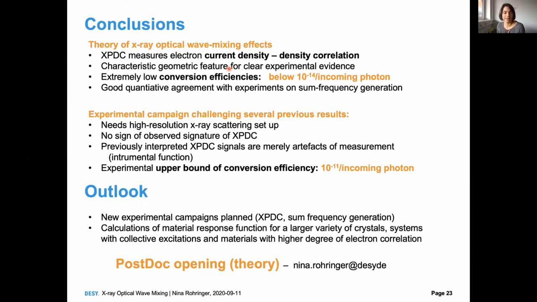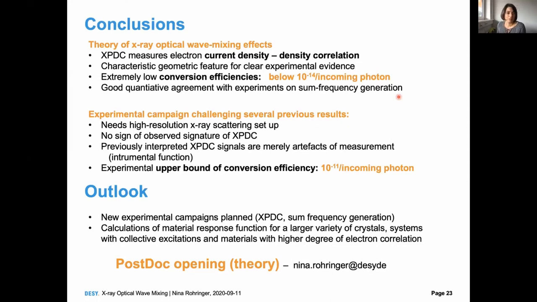of this effect. We predict extremely low conversion efficiencies in the range of 10 to the minus 14 or below per incoming photon. And our theory shows good qualitative agreement with experiments of sum frequency generation.